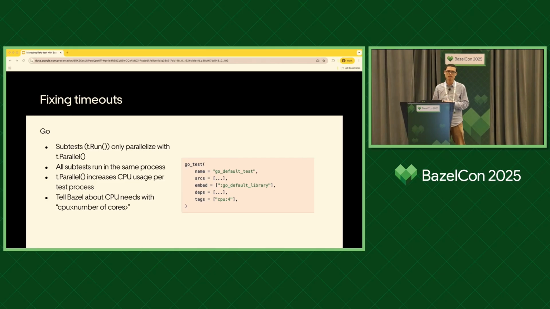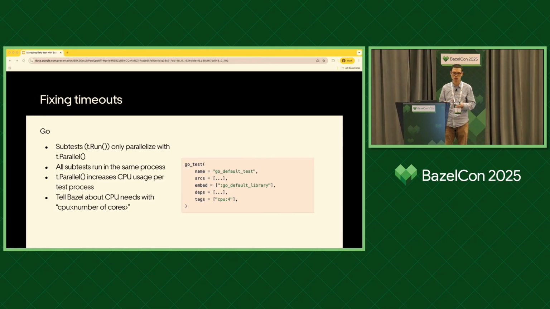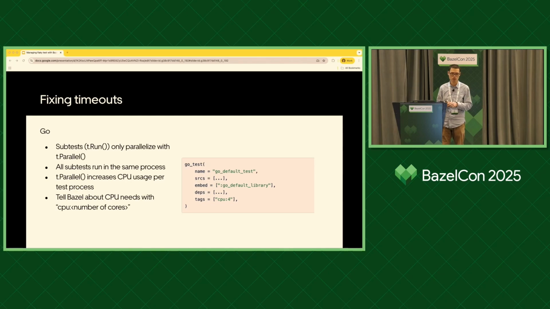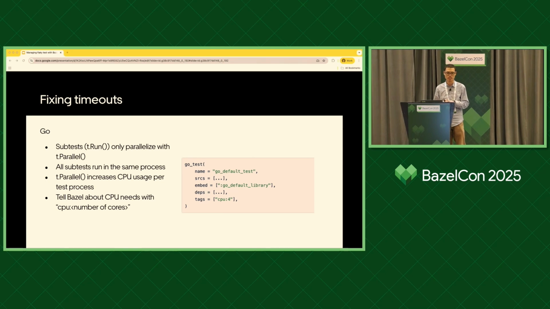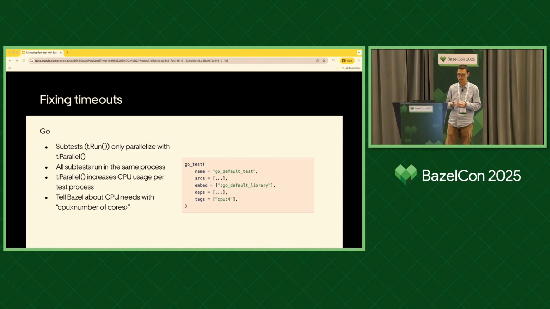Within one test function, there can be multiple subtests being created. And these are not shardable with Bazel's test sharding strategy. In this case, we will have to use t.Parallel, which is natively supported by Go, to run them. But because these subtests are running in the same process, t.Parallel basically requires more CPU cores for the test process that's running them. So we have to tell Bazel that this test process needs more CPU cores than the default one. And to do that, we have to set the CPU tag in the test target.